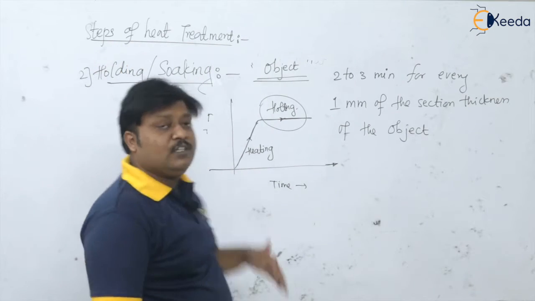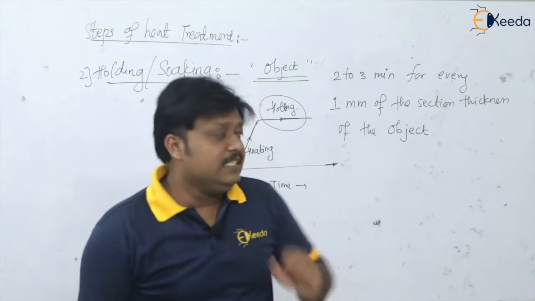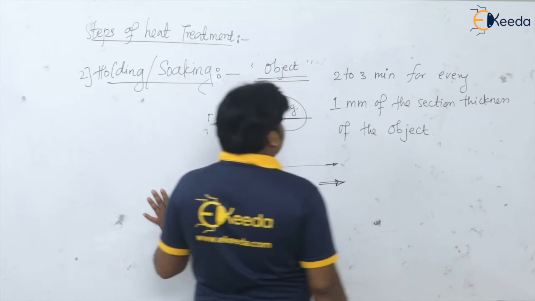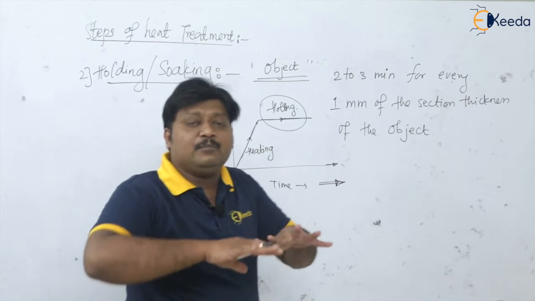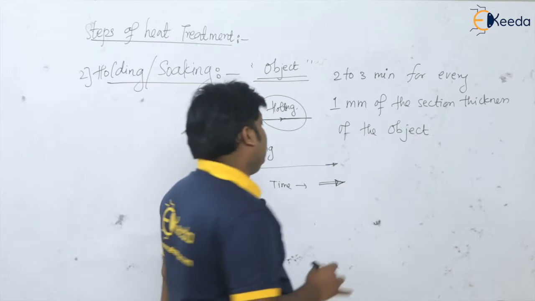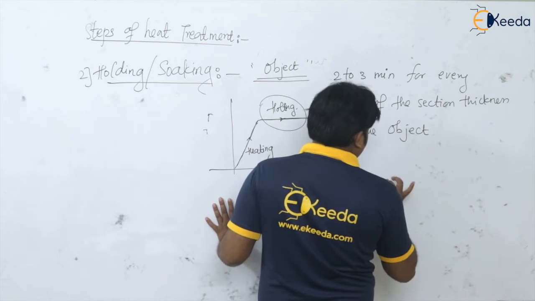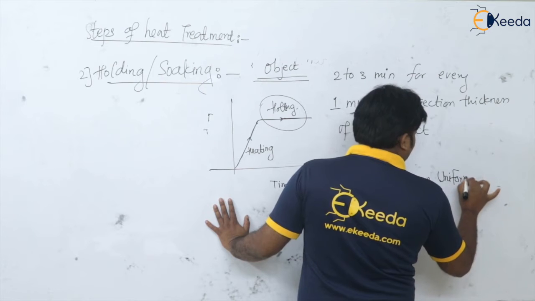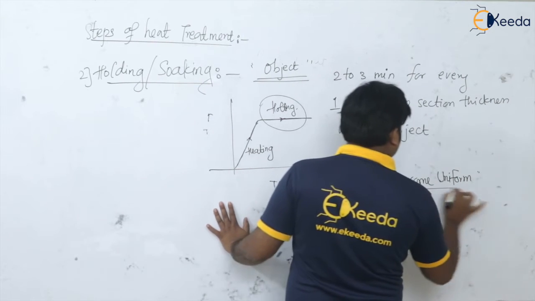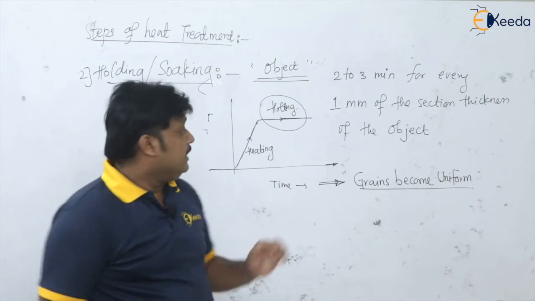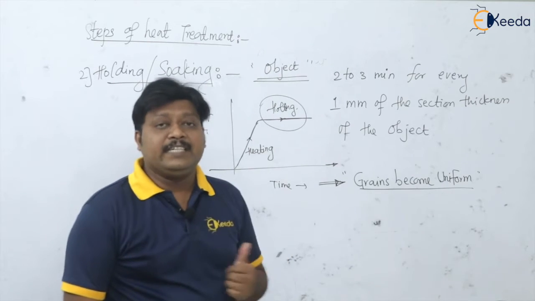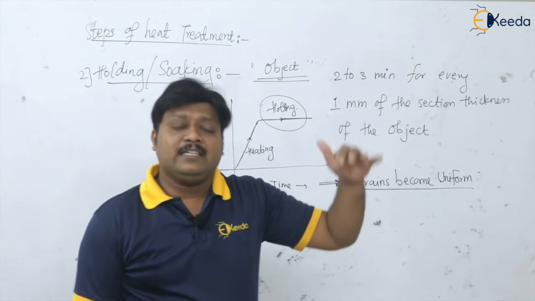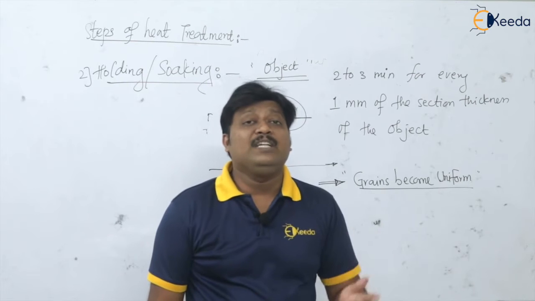So here, what are we going to see in the structure of this object? With this soaking or holding time period, the grains become uniform. You will get uniformity in the grains, isn't it? So this happens in the holding time period. And after holding, we have to cool that specimen with a certain cooling rate.